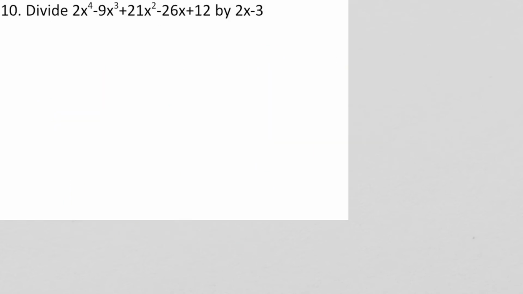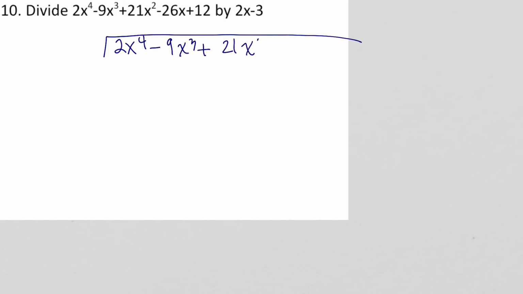All right, moving on to number 10. This one here is dividing, long division. All right, so let's set up our house. It looks like we have everything, so I don't need a placeholder here. I have from x to the 4th, to the 3rd, to the 2nd, the x1, and the constant at the end. And on the outside is 2x minus 3. All right, we're starting the process.